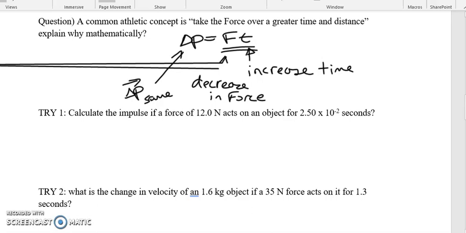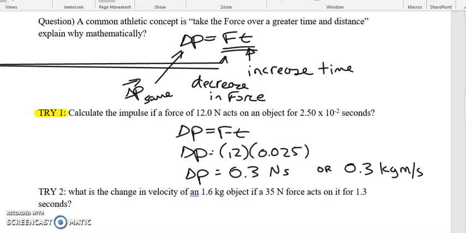Okay, I would like you to try this next question. Pause the video, give this a try, and then check here in a moment. Okay, so pause. The answer will come up in a couple of seconds.